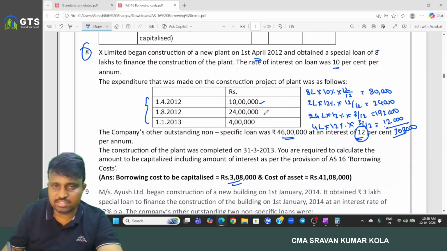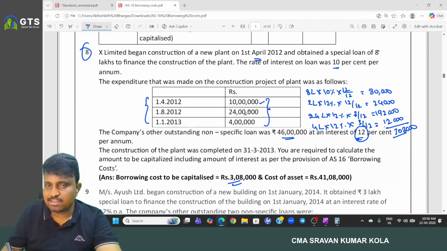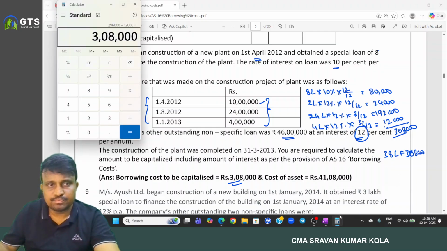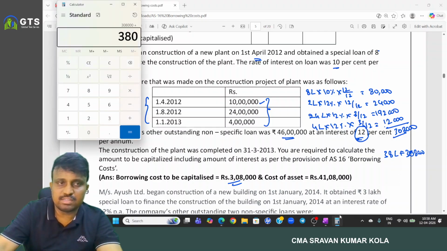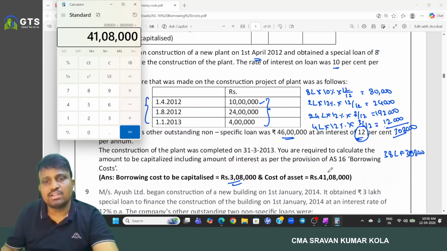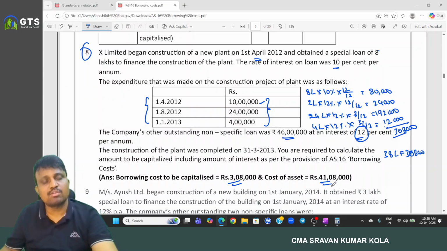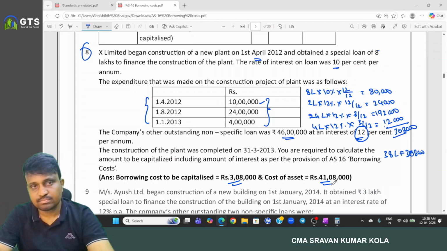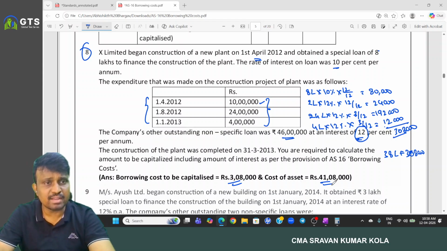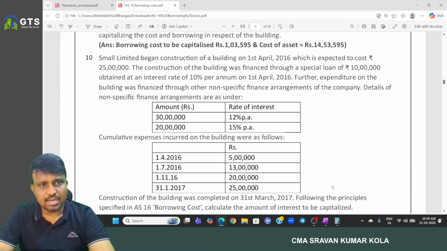What is the cost of the asset? Total amount 10 lakh plus 24 plus 4, 38 lakh, plus 3 lakh 8,000. Nothing but 41 lakh 8,000 is the cost of the asset. We write the entry: asset account debited to bank. Okay, asset account debited to bank. That is the one.